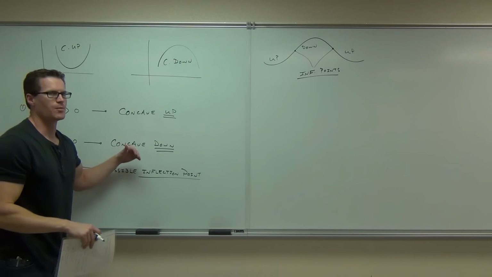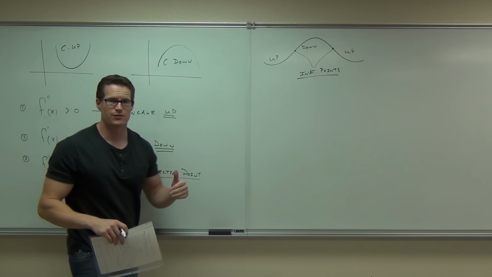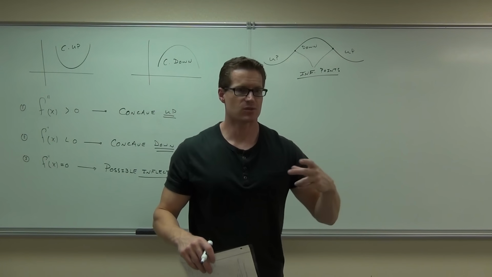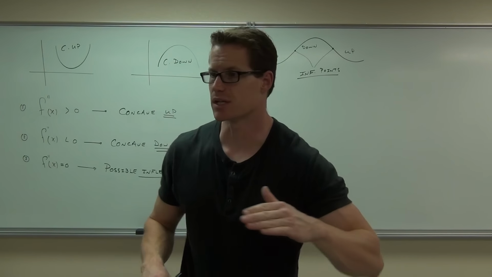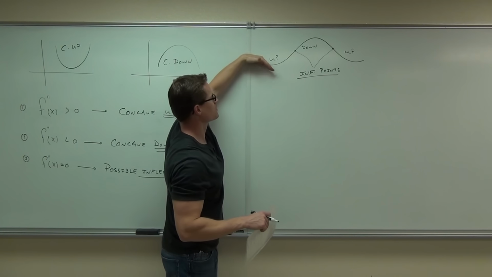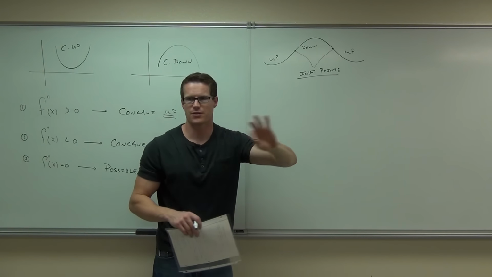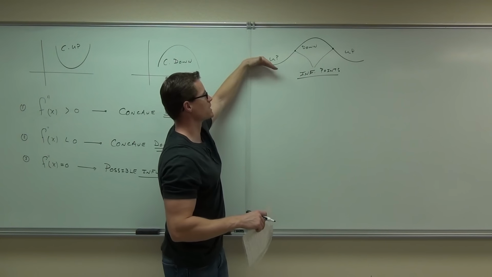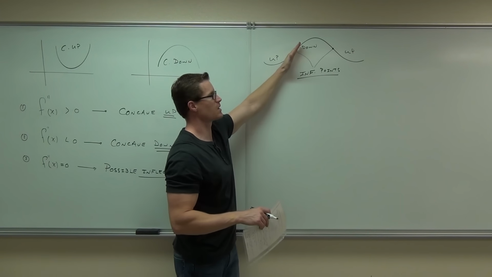Let's look at the concave up. It says the second derivative should be positive. The second derivative says the slope should be increasing. Is the slope increasing here? Not the function, the slope. Is the slope increasing here? Sure, until it gets to that point.